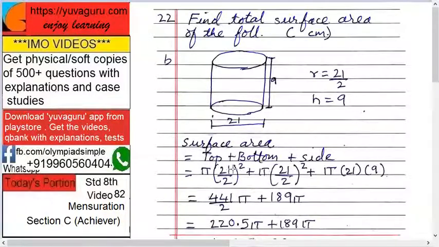21 square is 441, so 441 upon 4 pi plus 441 upon 4 pi. So if you add this, it becomes 441 upon 2 into pi plus 189 pi, right? So let's solve this. Divide this, it is 220.5 into pi plus 189 pi, right? Add this.